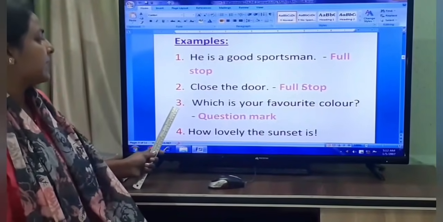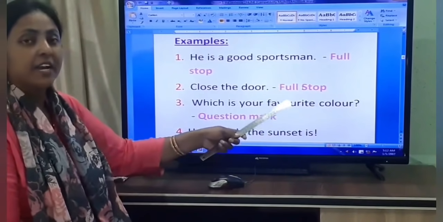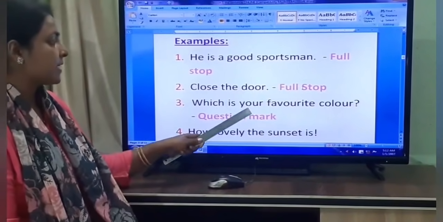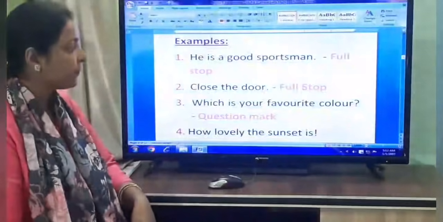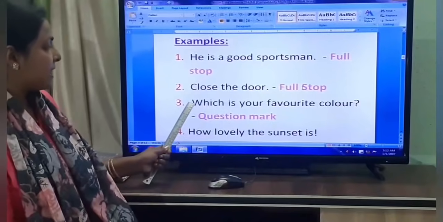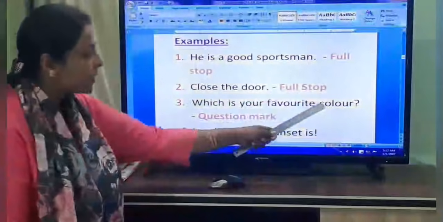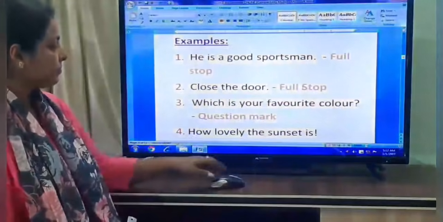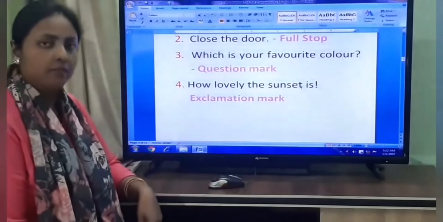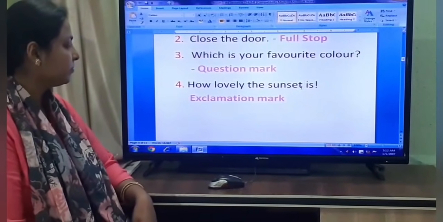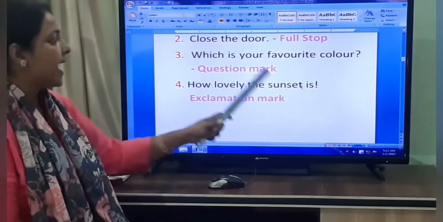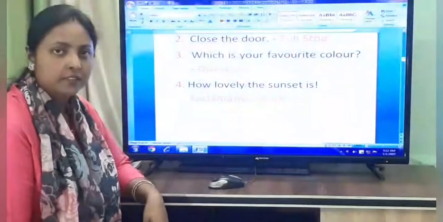The third sentence is, which is your favorite color? Does it give you a complete sense? And it starts with a capital letter, ends with a question mark. How lovely the sunset is. It starts with a capital letter and ends with an exclamation mark.